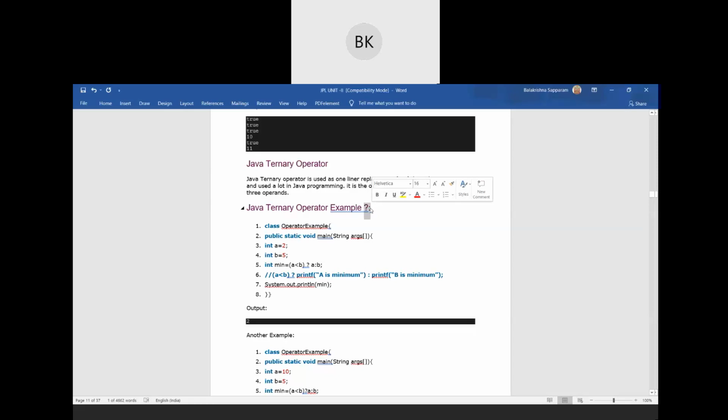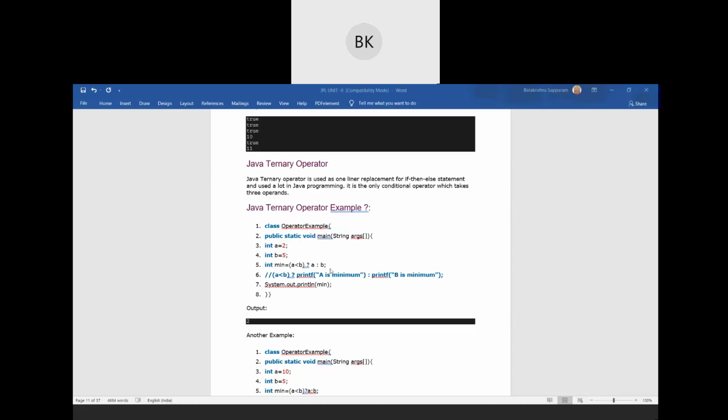Look here. Int a is equal to 2, int b is equal to 5, int minimum is equal to a is less than b, question mark a, colon b. What is the meaning of question mark and colon? In computer science, question mark means a question, and colon means extension. Now coming to here, public static void main, where A is less than B.